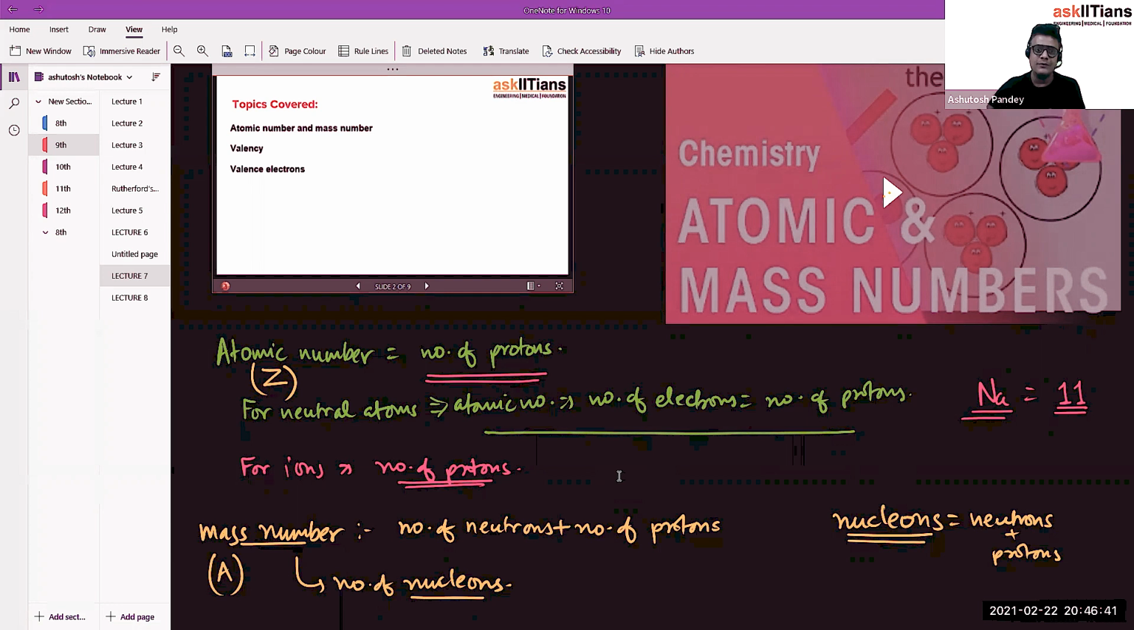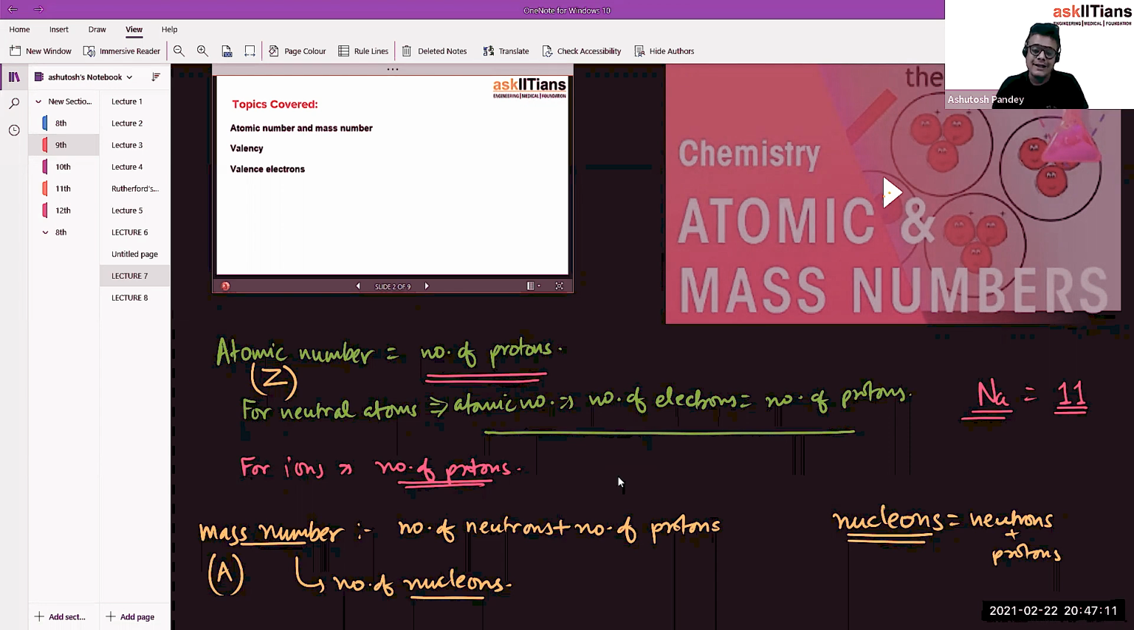For neutral atoms, we can say atomic number is equal to number of electrons also. Why? Because in a neutral atom the number of protons will be equal to the number of electrons. So for a sodium atom we can say that the atomic number is 11, because it has 11 protons and 11 electrons both.